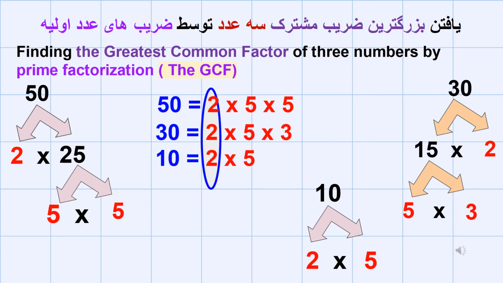Another number is 5. We can see three 5s, one in 50, one in 30, and another one in 10, and we circle these three 5s in a blue circle, and 5 is common in these three categories. So we have two numbers which are common in the three categories. One is 2 and another one is 5.